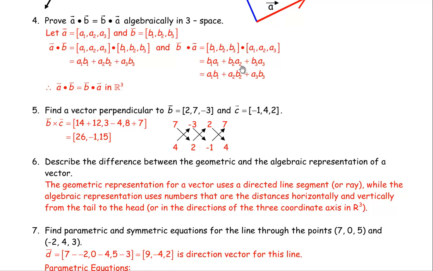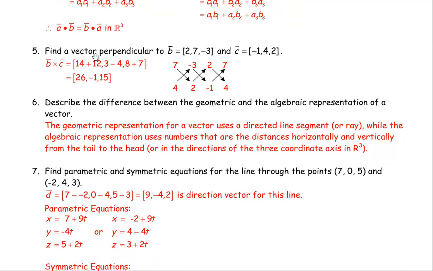And B2, A2 is the same as A2, B2, and we can also switch B3, A3 and equals A3, B3. And of course, in mathematics, that law is called the commutative law, that B1, A1 is the same as A1, B1, or 3 times 2 is the same as 2 times 3. And so because we can change that around, this ends up being exactly the same thing we got for A dot B over here. So that proves that A dot B is equal to B dot A in 3-dimensional space for any vectors in 3 space.